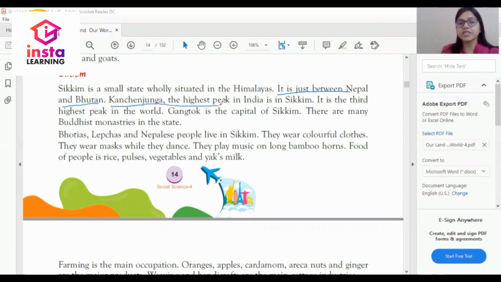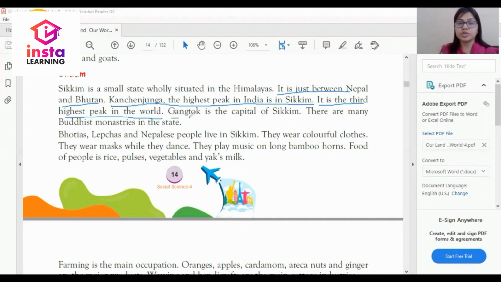Kanchenjunga, the highest peak in India, is in Sikkim. As I have already told you, Kanchenjunga is the highest peak of India and it is situated in Sikkim. It is the third highest peak in the world. In India, this is the highest peak, and in the world, this is the third highest peak.